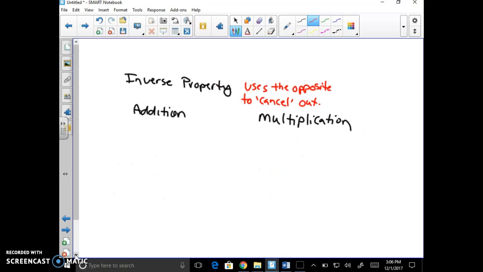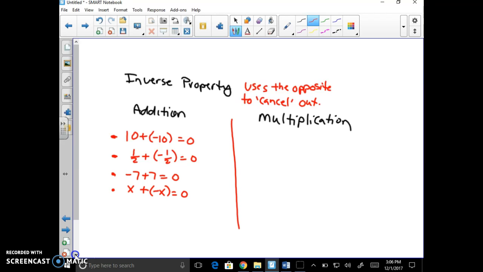Okay, now we're looking at the inverse property. And the main idea here is it uses the opposite to cancel out. So your addition, you would have 10 plus a negative 10, that's the opposite, right? And then 1/2 plus negative 1/2. Notice it equals 0. Negative 7 plus 7. And x plus negative x equals 0.